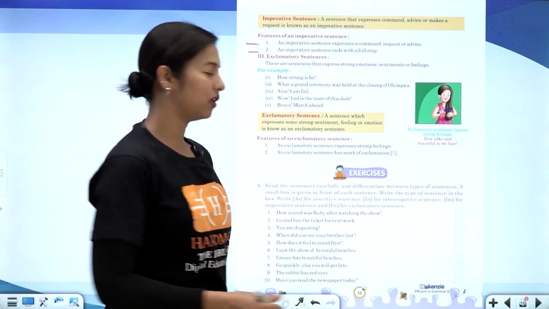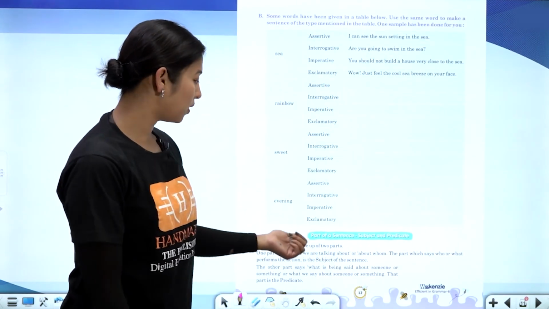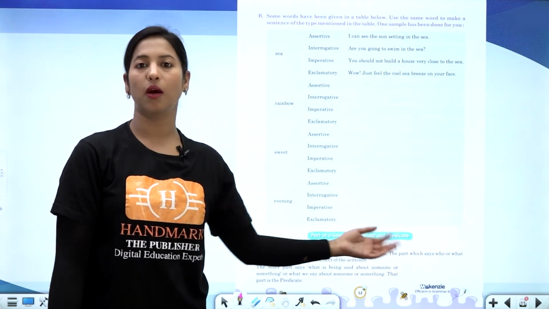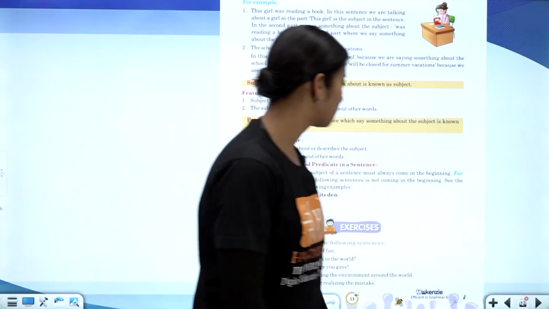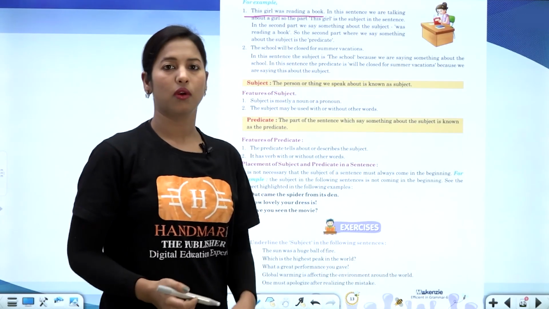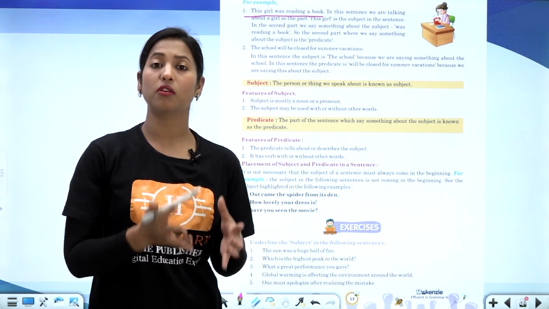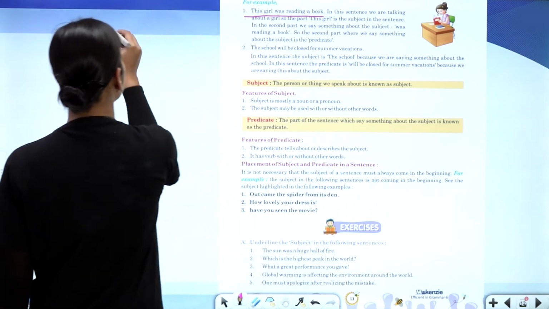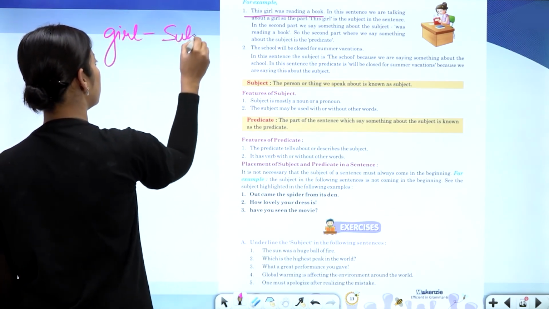Now let's move on to the next part. So here we are going to discuss parts of a sentence, that is, the subject and the predicate. Let's see some examples here. So here we have: this girl was reading a book. So who are we talking about in this sentence? We are talking about the girl. So the girl is the subject here.